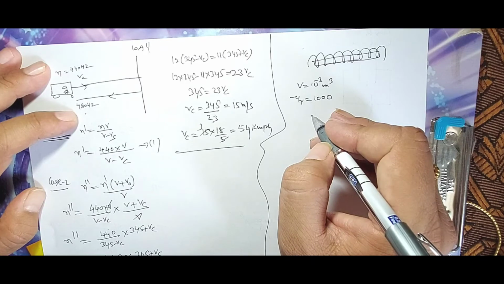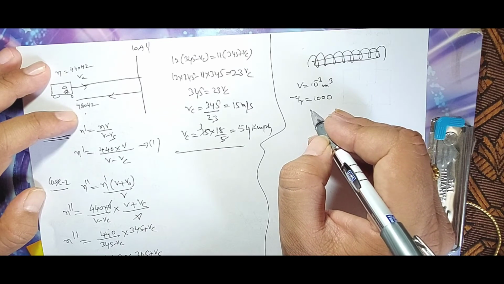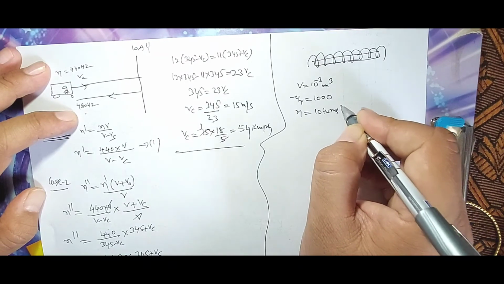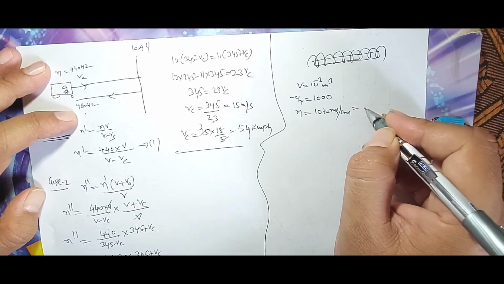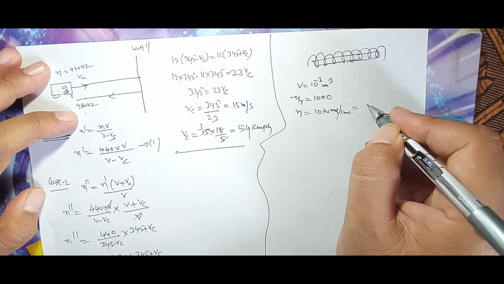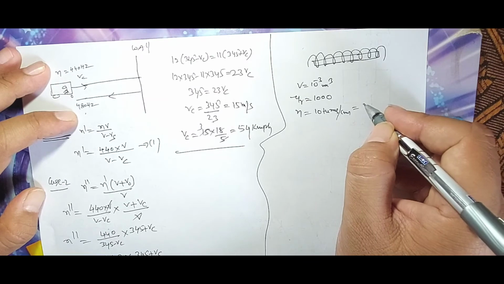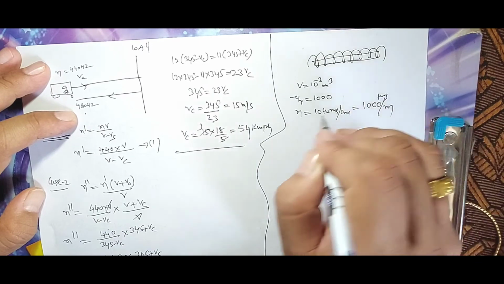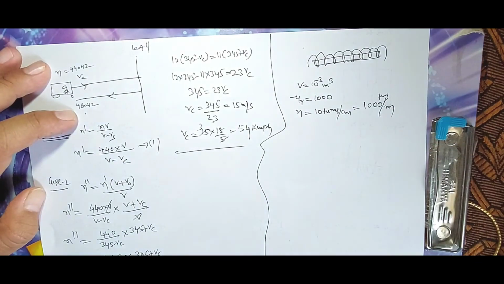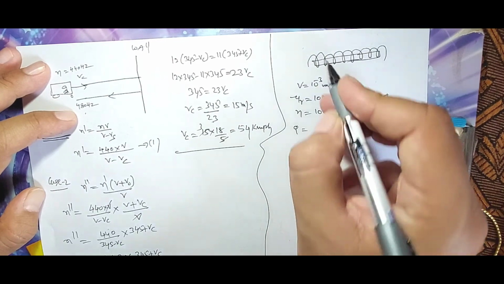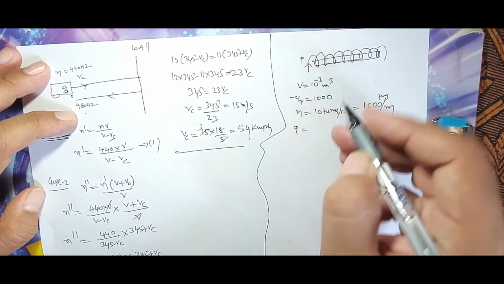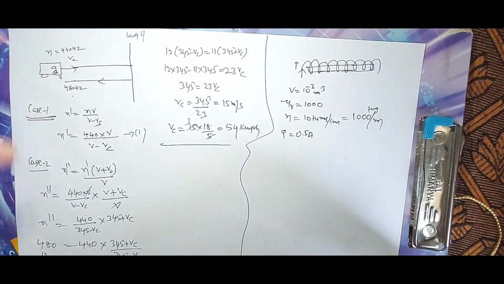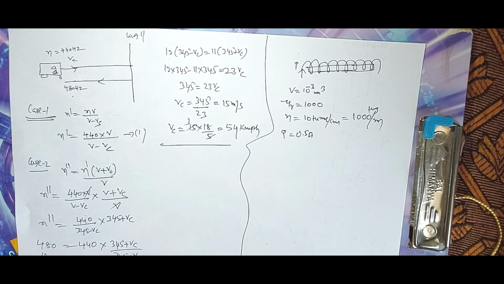It is placed in the core of a solenoid with a number of turns per centimeter, n is equal to how much? 10 turns per centimeter, that means 1000 turns per meter. Now, we want to find out the current passing through this solenoid. The current passing through this solenoid is 0.5 amperes. Then the magnetic moment of the rod will be.